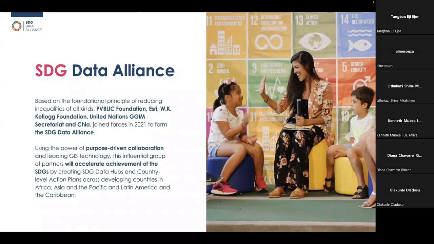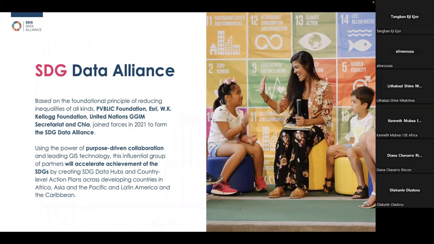So quick overview about the SDG Data Alliance. The Data Alliance is really a partnership, and it's very much based on reducing inequalities of all kinds. So the partners are Public Foundation, ESRI, W.K. Kellogg Foundation, United Nations GGIM Secretariat, and CHIA. All these organizations joined forces in 2021 to form what is called the SDG Data Alliance.